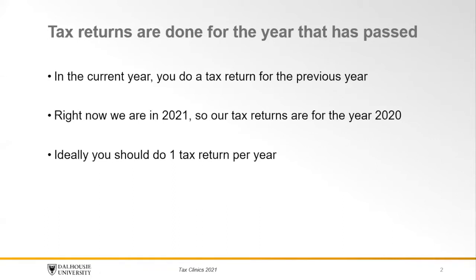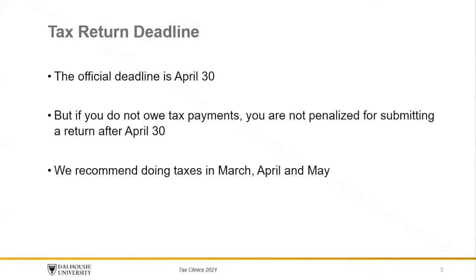Tax returns are done for the year that has passed. In the current year, you will do a tax return for the previous year. So for example, right now we are in 2021, so the tax returns that we prepare are for the year 2020. Ideally, you should do one tax return per year.